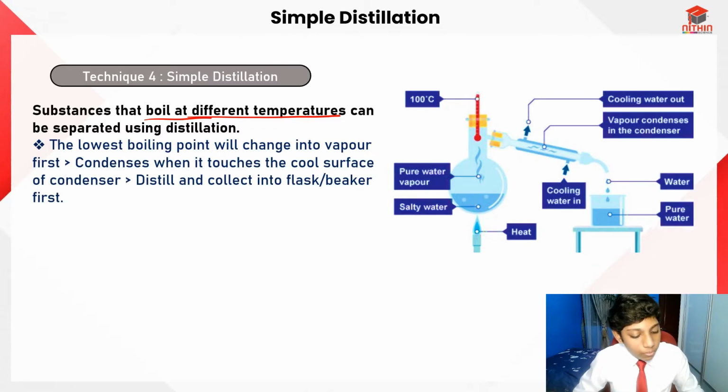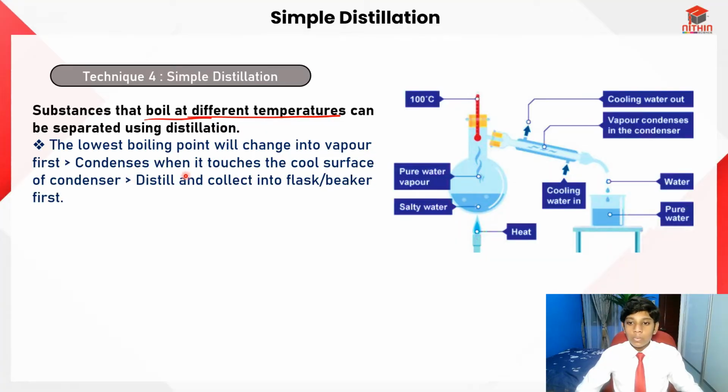Next, what happens is that the lowest boiling point will change into vapor first. If we have water, over here is salty water, basically salt water, then water has a lower boiling point than salt. So the lowest boiling point will change into vapor first, so water will change into vapor first.